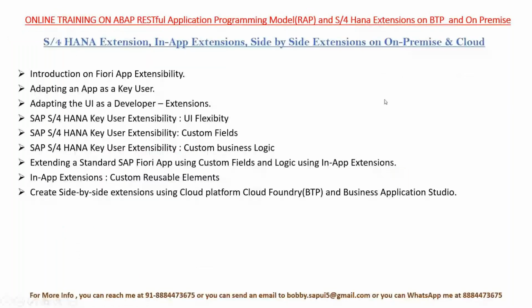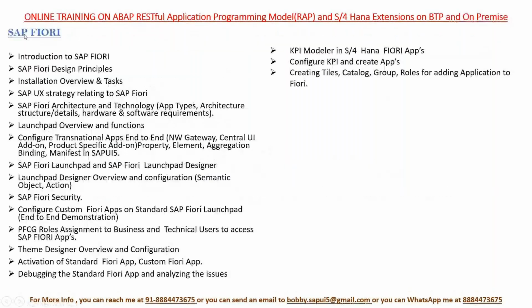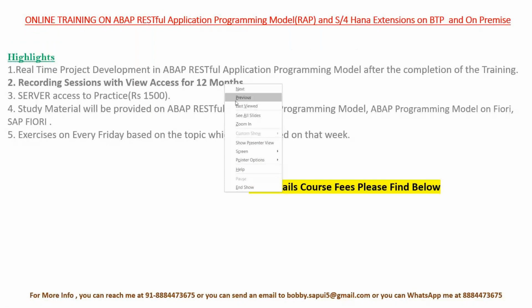Then we will move to the activation of SAP Fiori, where we'll create a Fiori application, deploy that application in our on-premises system, and display it as a tile in the Fiori launchpad by creating catalogs, tiles, groups, semantic objects, and so on. We will activate the standard Fiori apps as well as the SAP GUI for HTML app. We'll also debug the standard Fiori apps and analyze issues. And also, very important, we'll be extending the standard Fiori apps.